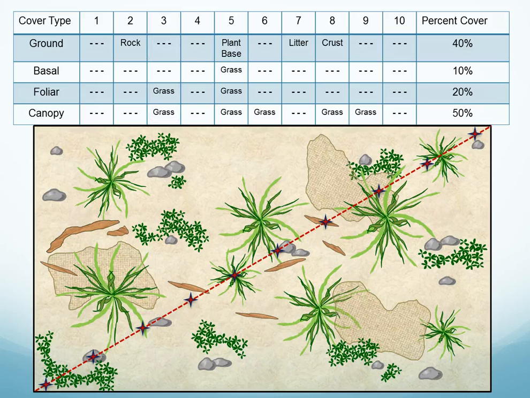We can see by examining all of these points and then totaling them up that we had 4 hits in ground cover for 40%, 1 hit on basal cover here on point 5 for 10%, and that the foliar hits, or the foliar cover, at 20% is less than the canopy cover at 50%. And this makes sense because foliar cover is always less than the canopy cover because foliar is included in canopy.